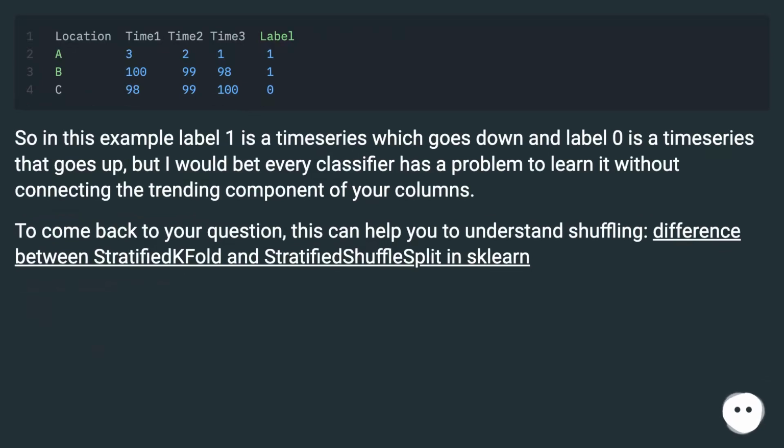So in this example, label 1 is a time series which goes down and label 0 is a time series that goes up, but I would bet every classifier has a problem to learn it without connecting the trending component of your columns. To come back to your question, this can help you to understand shuffling, difference between StratifiedKFold and stratified shuffle split in scikit-learn.